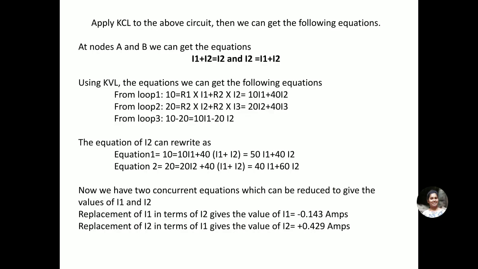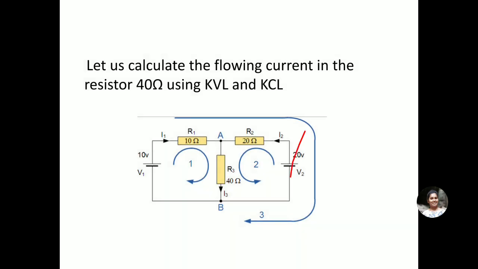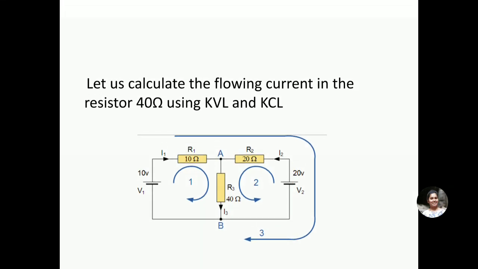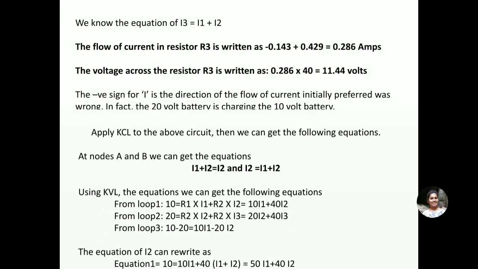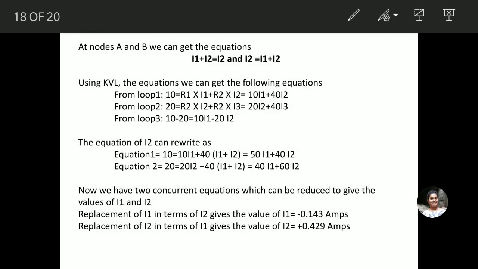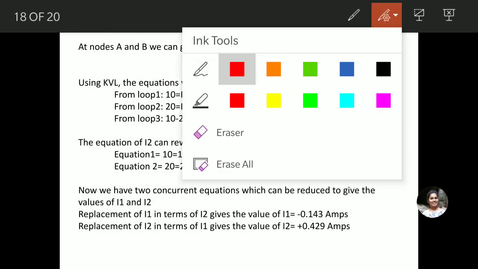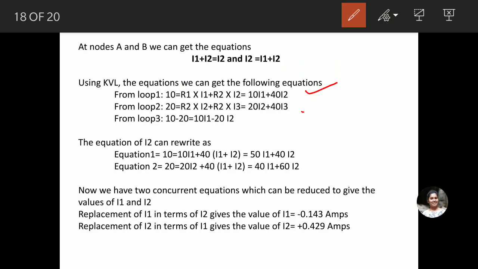Using KVL, we got all these equations from loop 1, loop 2 and loop 3. So for loop 1, loop 2, loop 3, these are the equations we got.